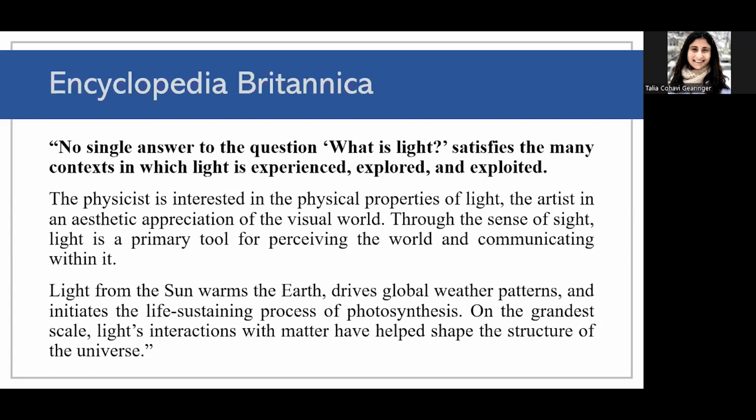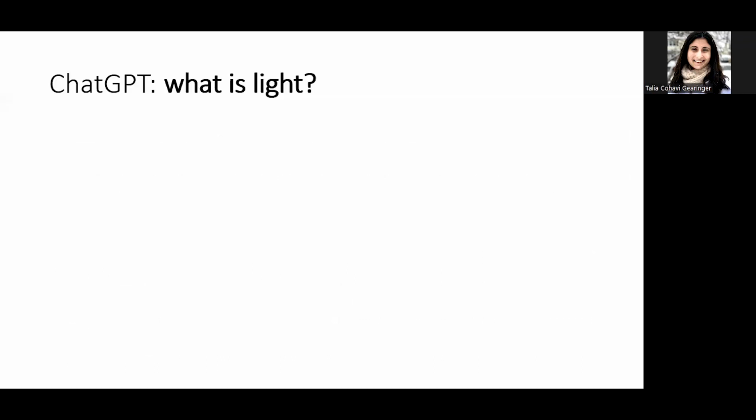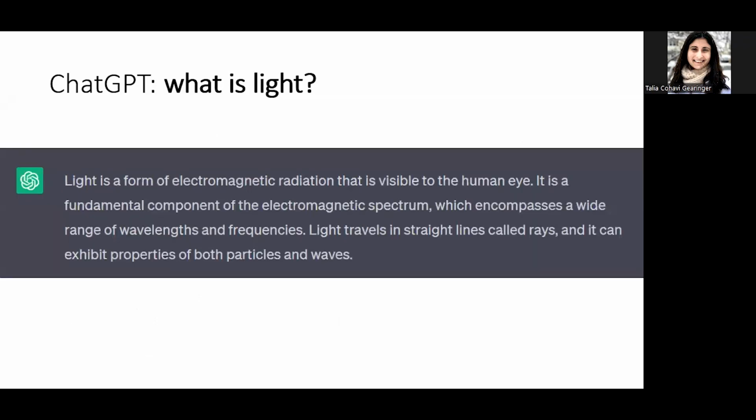Wow, that's a lot. So you're like, I think I need something a little more succinct. So you turn over to your handy ChatGPT. What is light? Boom, and it spits this out. Light is a form of electromagnetic radiation that is visible to the human eye. Okay, that you can work with. Right? Light travels in straight lines called rays, and it can exhibit properties of both particles and waves. Okay, so now we're getting somewhere.